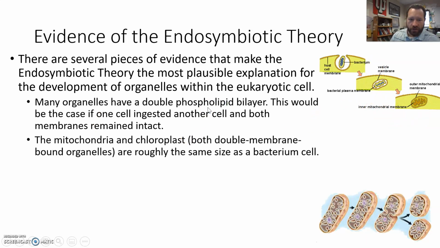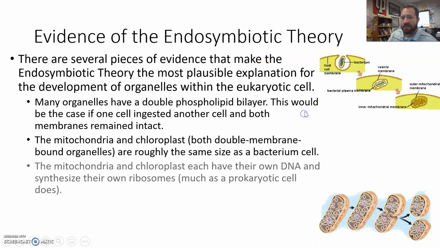The mitochondria and chloroplast, both double membrane bound organelles, are both roughly the size of bacteria cells. So we talked about eukaryotic cells are 10 to 100 times larger than a bacteria cell. Well, some of their parts, mitochondria and chloroplast, are about the same size as a bacteria cell.